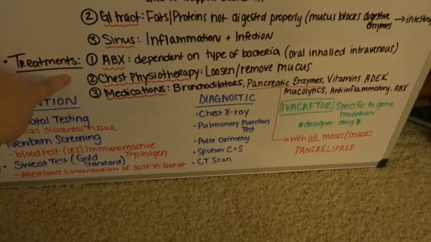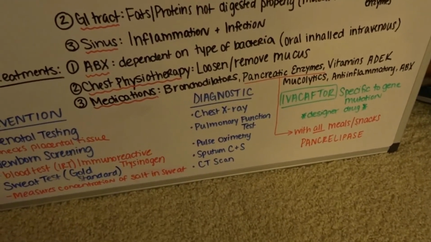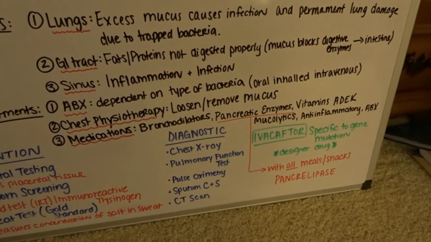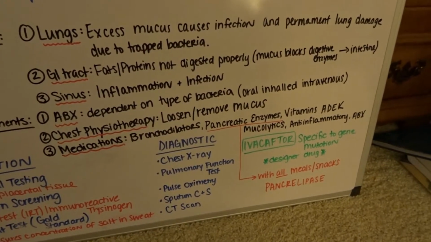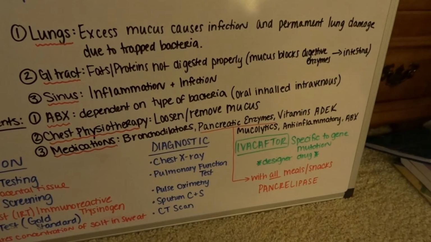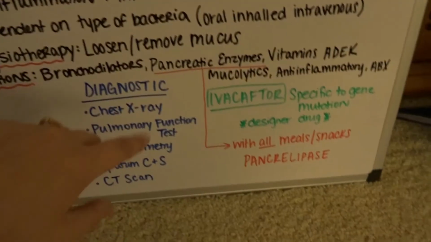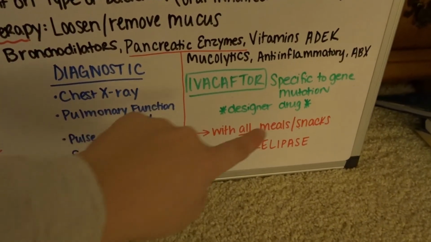Chest physiotherapy is going to be to loosen and remove the mucus, and medications like bronchodilators, pancreatic enzymes, and vitamins A, D, E, and K, which is going to be for that inability to digest fats and proteins. Those are your fat-soluble vitamins. So you'll need to take those as well as mucolytics and anti-inflammatories. With pancreatic enzymes, those need to be taken with all meals and snacks.